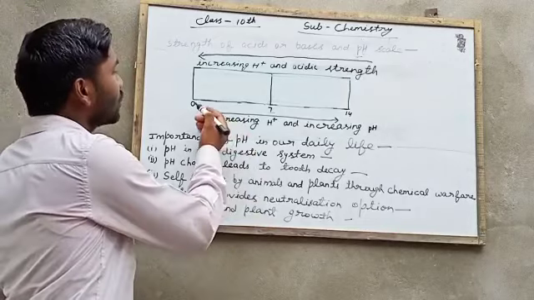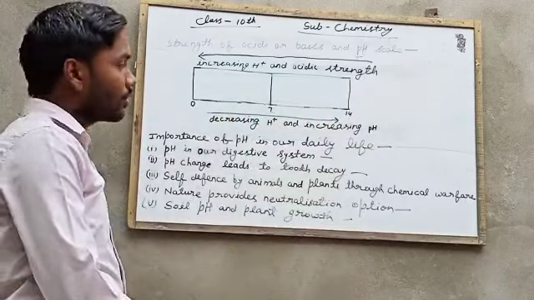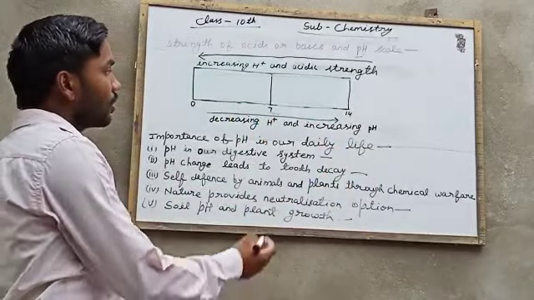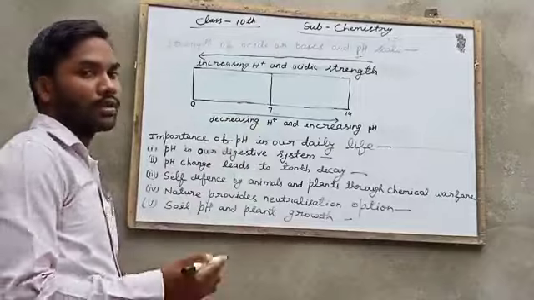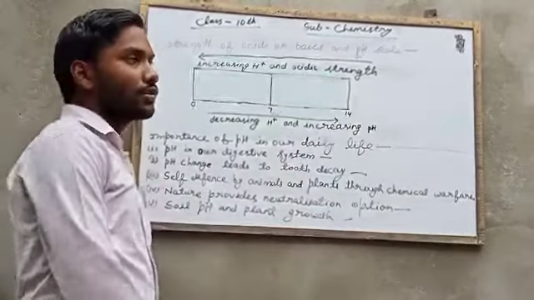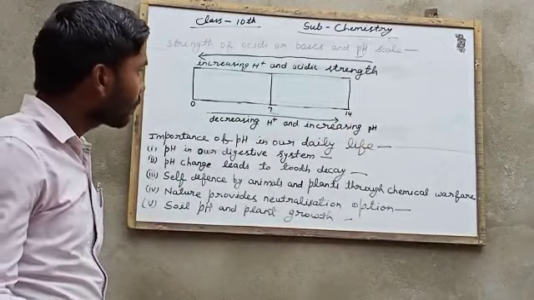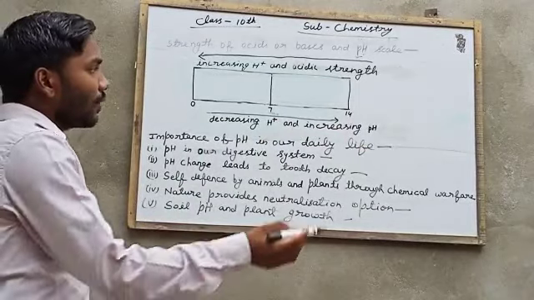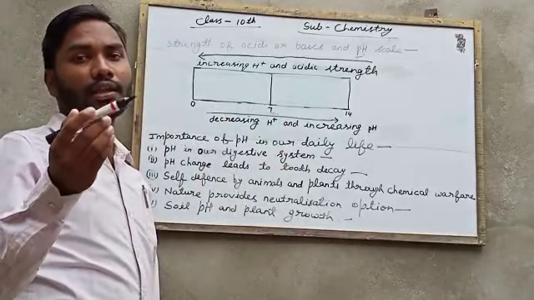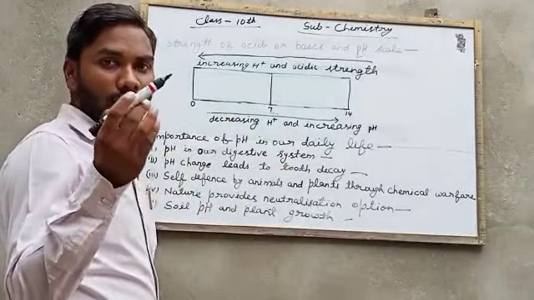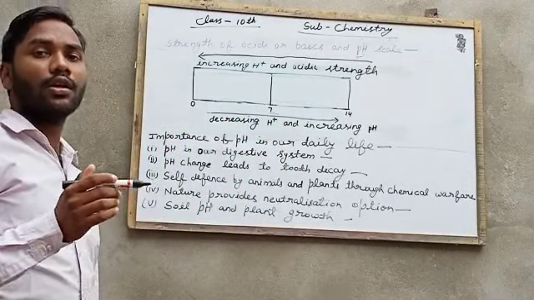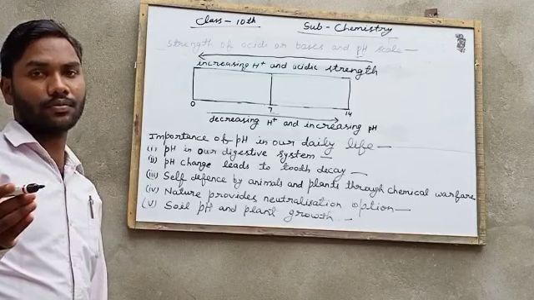pH ranges from 0 to 14. The pH value 7 is neutral, less than 7 is acidic, and more than 7 is basic. In a solution, if pH is more than 7, it is a basic or alkaline solution, while if the pH is less than 7, it is an acidic solution.